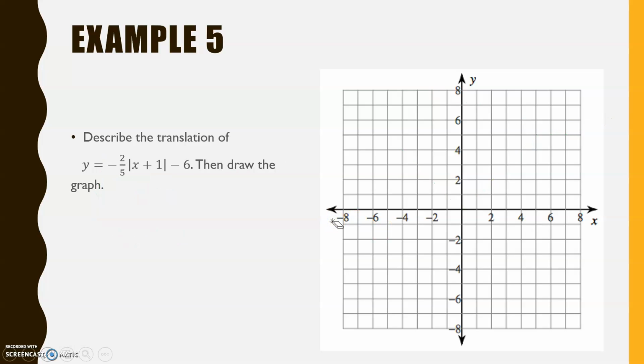All right, so what would happen here? What would be the translation of this? Describe the horizontal shift, the vertical shift, and the stretch or shrink. If I look at the inside, I do the opposite sign, so I'd get left 1, and then here I would get down 6. And then remember, I'm taking the absolute value.